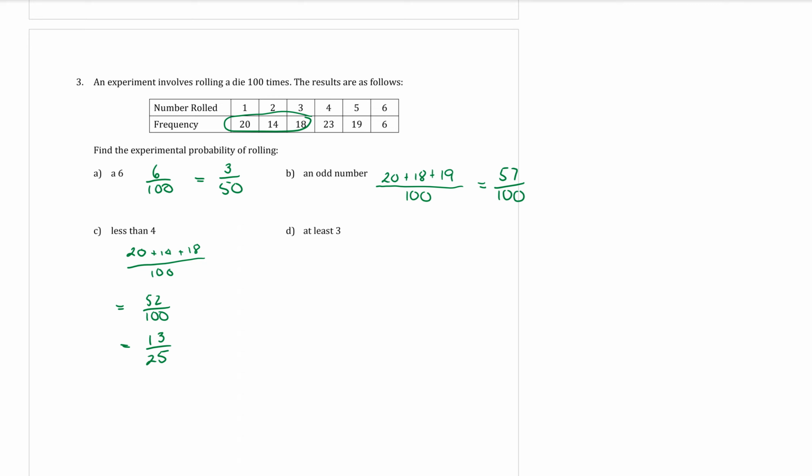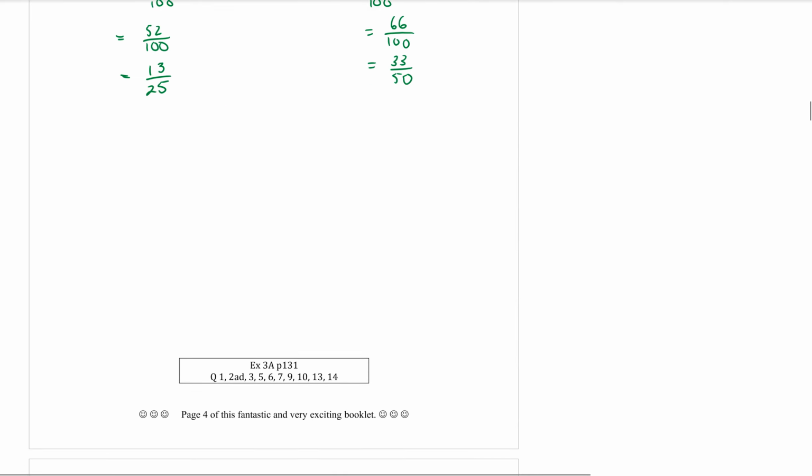Okay, the wording again. It says at least 3. Does that include the 3? Yes. So it means I can have 3 or higher. At least 3 means I want 3 or bigger. So I add together the 18, the 23, the 19, and the 6, and I put that over 100. That makes 66 out of 100, which simplifies to 33 out of 50. Okay, any questions there? All right, great. So that means that you can do the questions down the bottom here from exercise 3A.